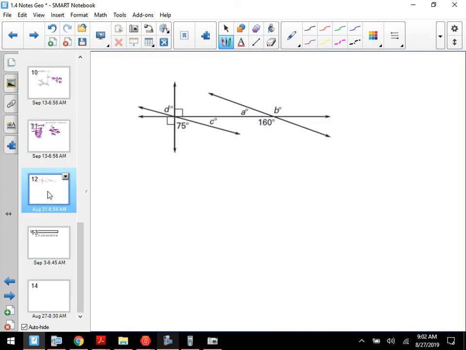Now, this is where things can get interesting. And this goes into the idea of a couple of different angle relationships. I have this one drawn for us. You don't have to worry about drawing that one out.